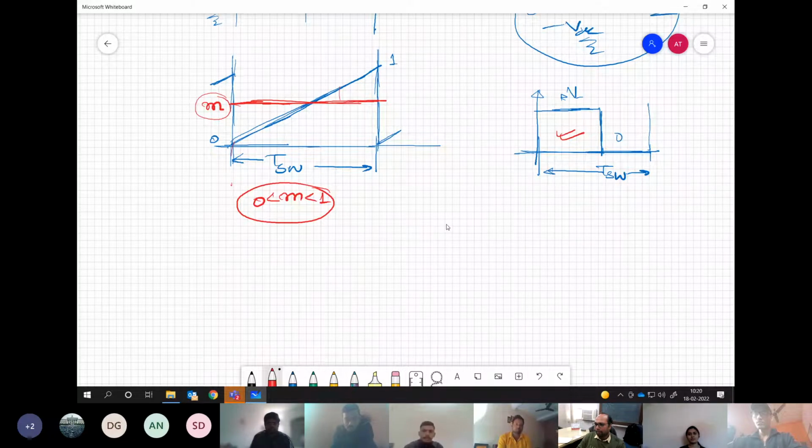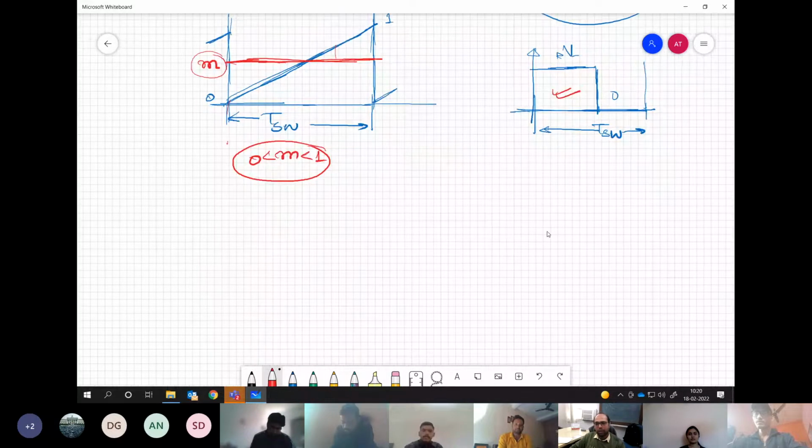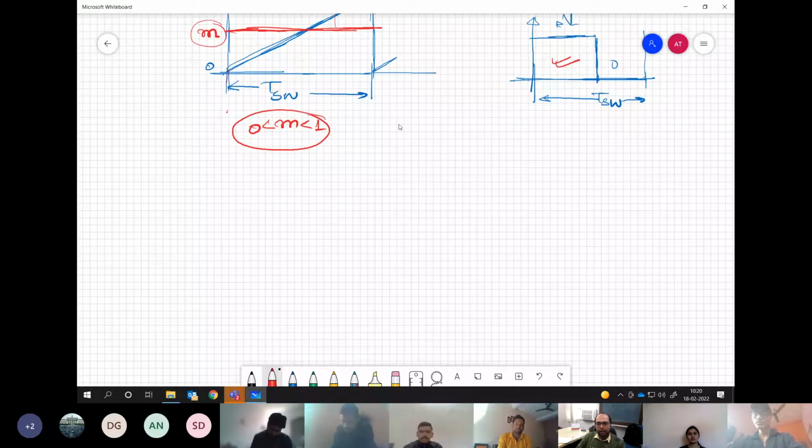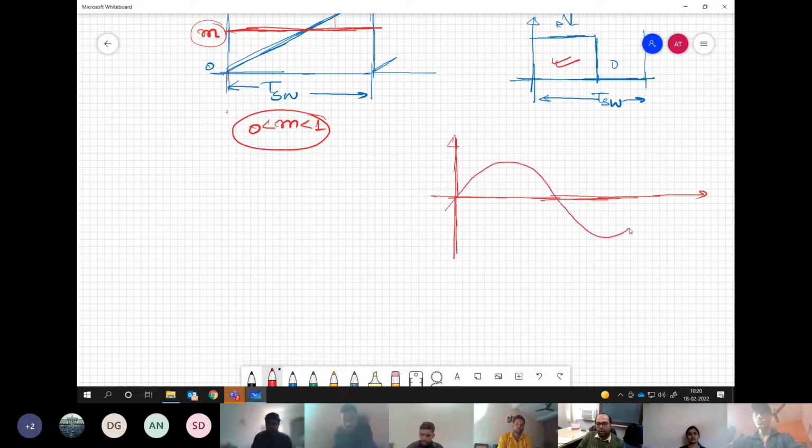Yes, sir. So what we can do, the same principle we can extend, and we can realize, let us say, now we have to realize the output voltage as a sinusoidal waveform. This is what is our target. This is what we are trying to realize. Now, this time period is, let us say, T. So the assumption is that TSW is very, very small compared to T.